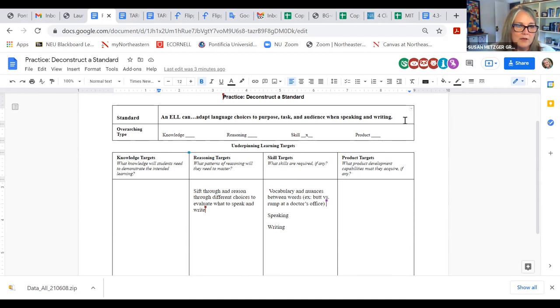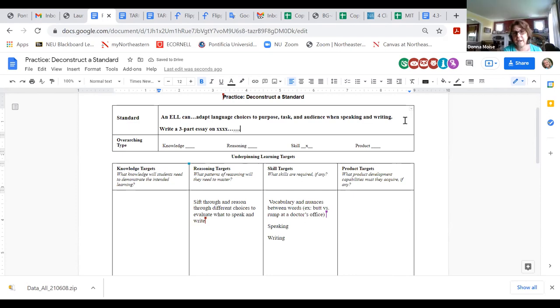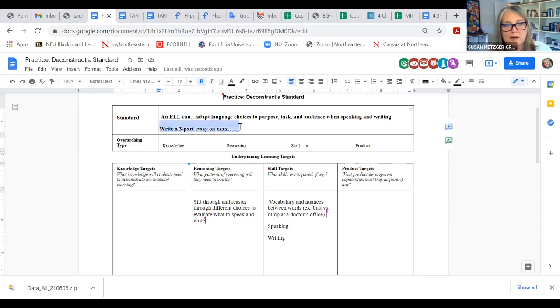Like if the standard was write a 3-part essay on, you know, I don't know. Right. Well, that's kind of where my thinking was too. Like when it said with speaking and writing, have you assigned some writing? Is that what you're after? Right. And so if it was write a 3-part essay on some subject, then I would say that's a product target. That would be products that were inherent.